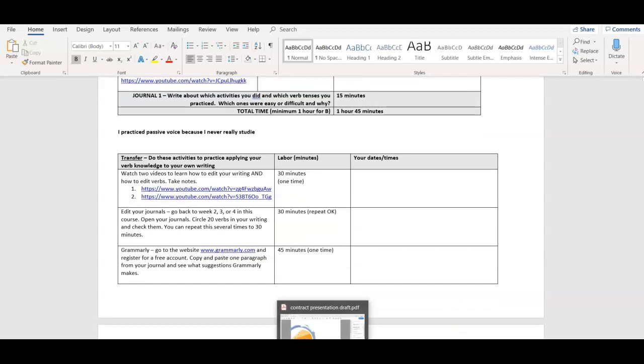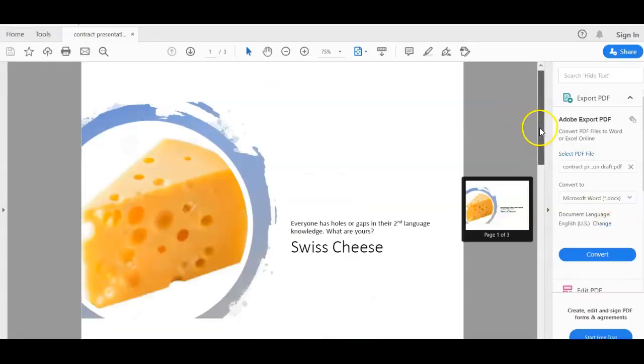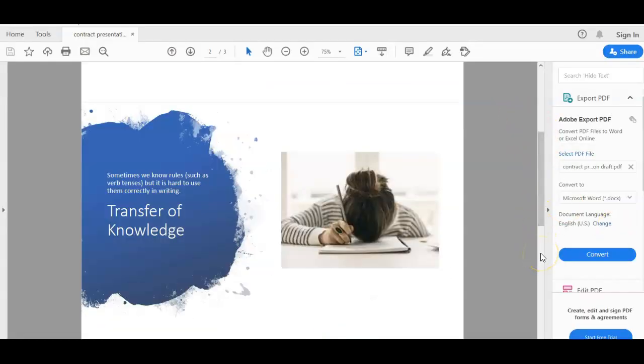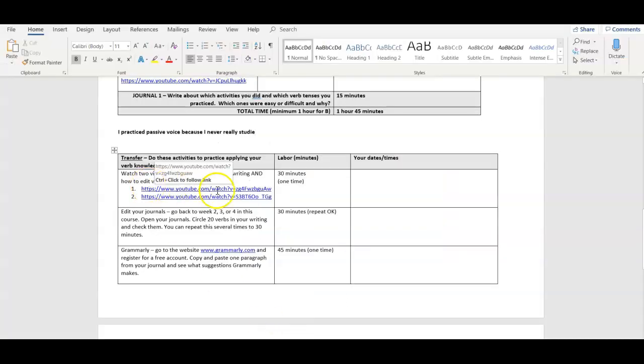The next principal type of activity that we're going to do is about transfer. Remember we talked about how sometimes we have a lot of grammar rules in our head, especially verb rules, but we're not always able to use them or access them when we are actually writing. That's called transferring, moving those rules from our brain onto the paper. So here are some activities that can help you do this. You can learn how to edit your writing, and especially how to edit verbs. All you have to do is watch these two videos and take some notes, and write what time you did that.